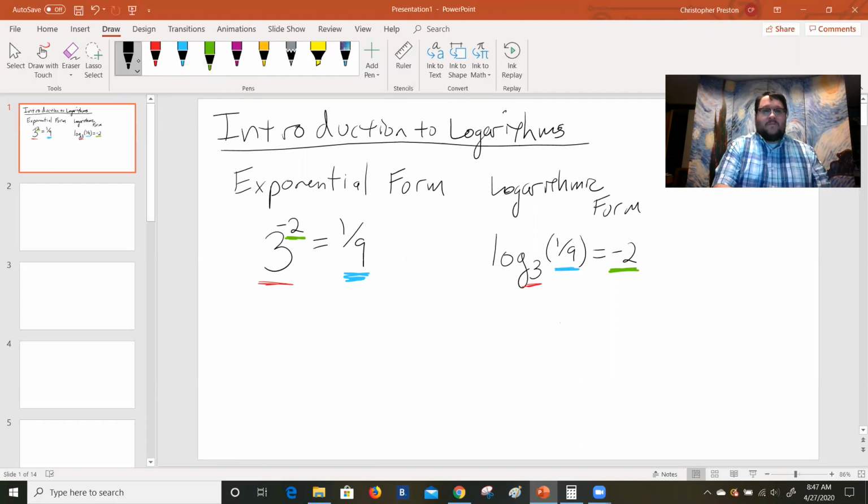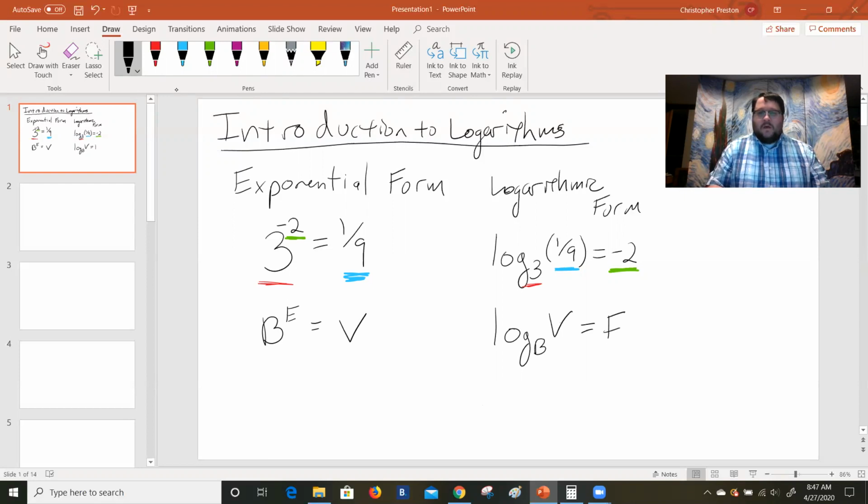Because of that, there are rules for them that overlap with the rules of exponents because that's what they represent. So base to the exponent equals value in exponential form changes to log base of the base of the value equals the exponent.